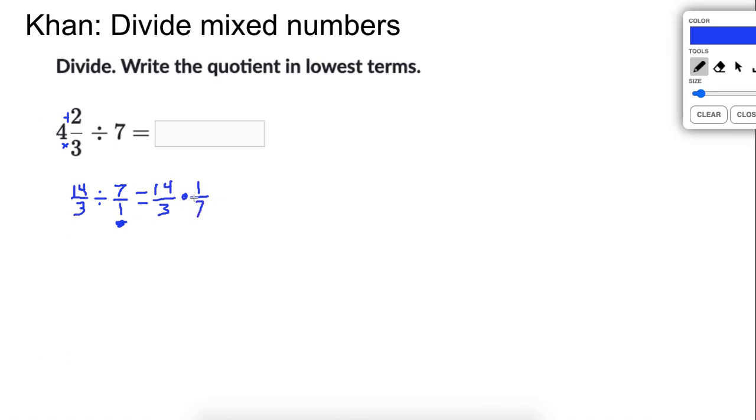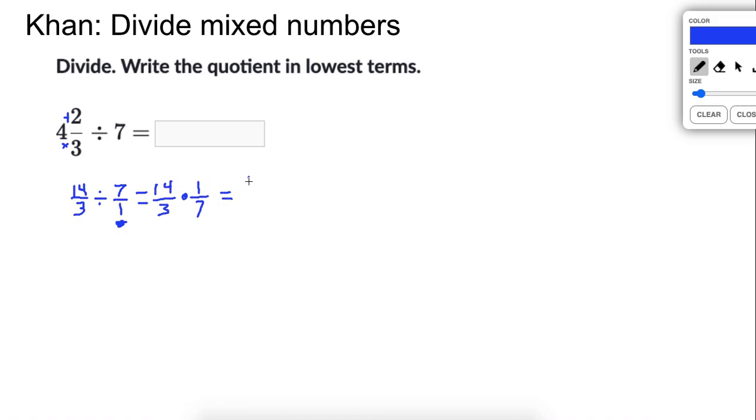So multiply by the reciprocal. We rewrote it. Our division problem changed from a division problem to a multiplication problem in which we are multiplying by the reciprocal of the divisor, the number we were dividing by. Okay, now we can just multiply that straight across.